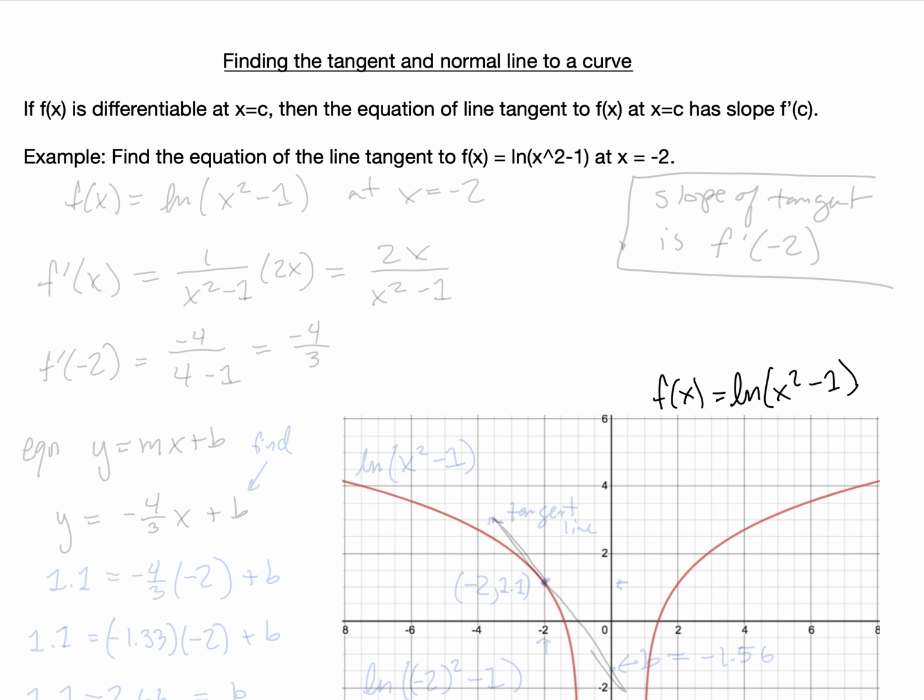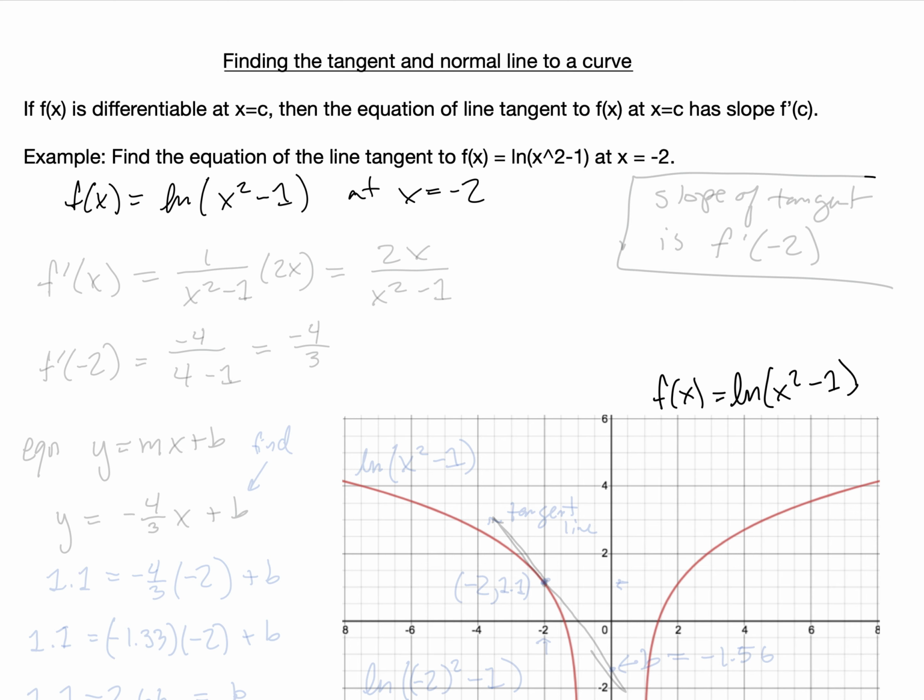In this video, we're going to talk about finding the tangent and normal lines to a curve. If f of x is differentiable at a point x equals c, then the equation of the tangent line to f of x at x equals c has slope f prime of c. For example, if we want to find the equation of the tangent line to f of x equals the natural log of x squared minus 1 at x equals negative 2, that means that we want to find f prime of negative 2 first of all.